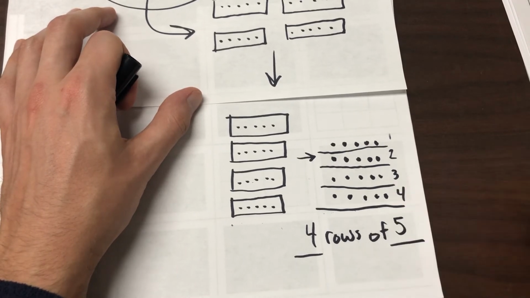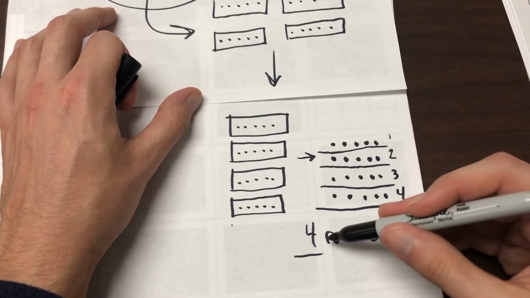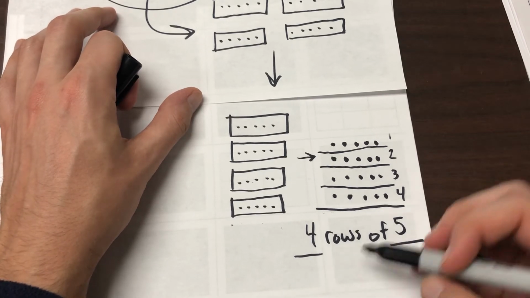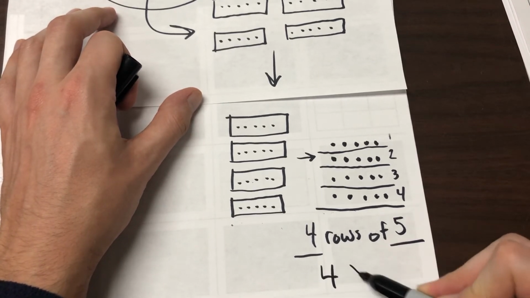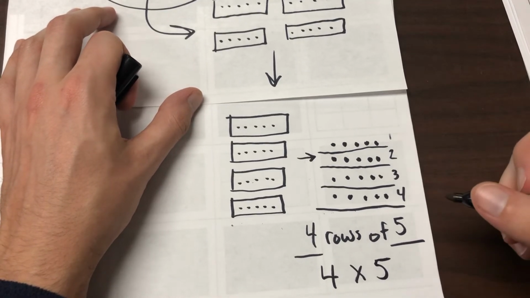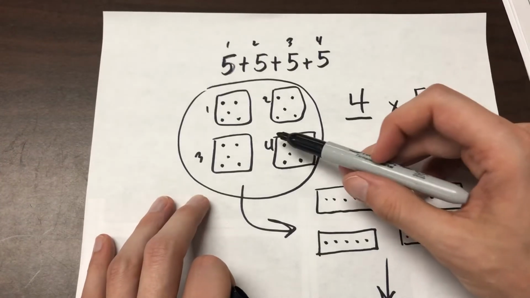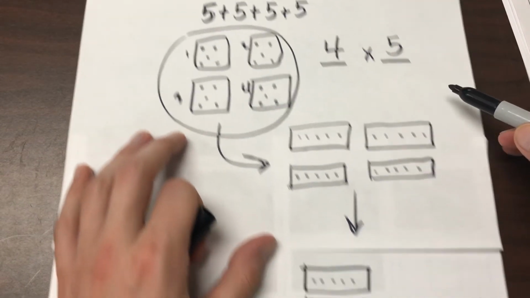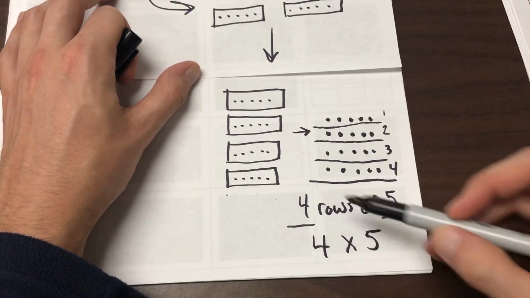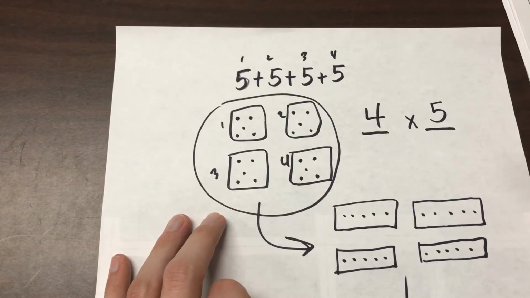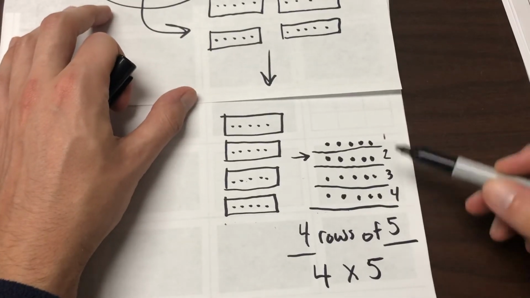And this kind of looks like our groups of equation, where it's 4 groups of 5. But now instead of saying groups, it's 4 rows of 5. And so my multiplication sentence is still going to be 4 rows of 5. It's still 4 times 5. My multiplication sentence for this group is still 4 times 5. 4 groups of 5, and now with an array, it becomes 4 rows of 5. It's still the same thing, except we've just organized it in a different way.